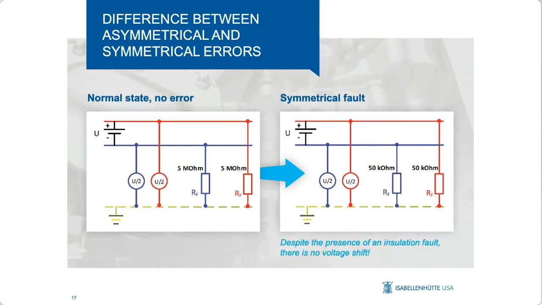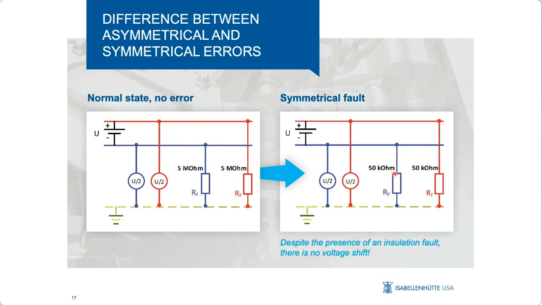Now let's look at what a symmetrical fault in a high voltage battery system would look like. Still on the left side we see the normal state with no isolation error. On the right side we have simulated a symmetrical fault in our high voltage system. In that case, both coupling resistances, between the positive battery side and chassis ground, as well as the negative battery side and chassis ground, dropped to 50 kilo ohms.